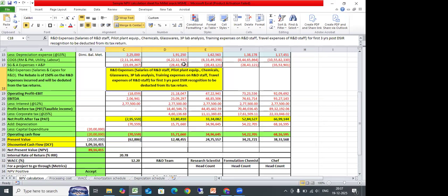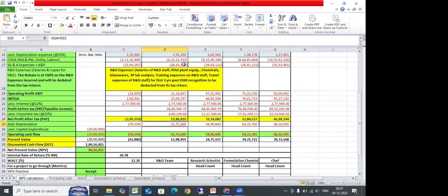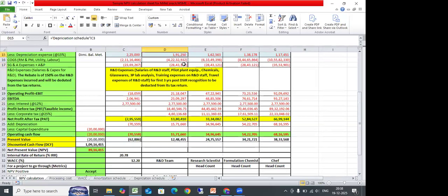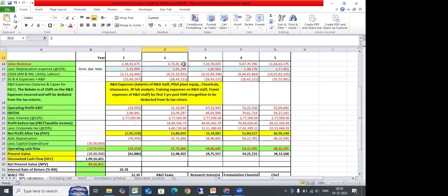This gives you a directional thing on whether I should go ahead with this project or not. And if I want to go ahead with this project, then I have to keep my selling and administrative expenses down to 6% of total revenue. That is when I will survive. Otherwise, I will not survive.